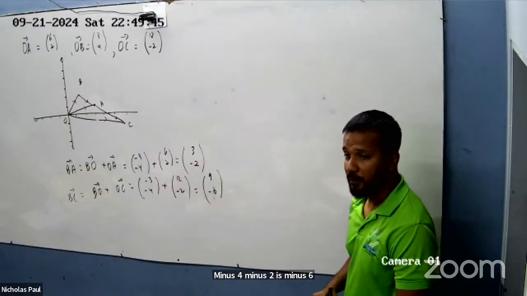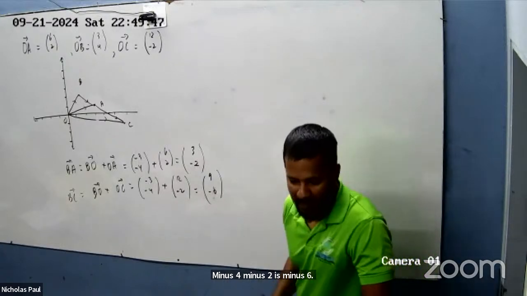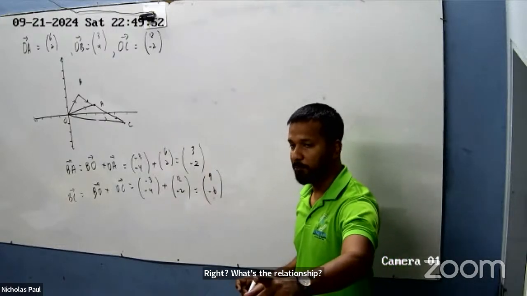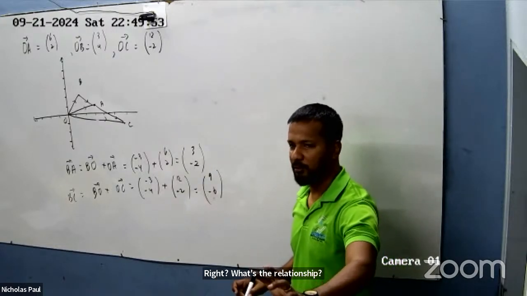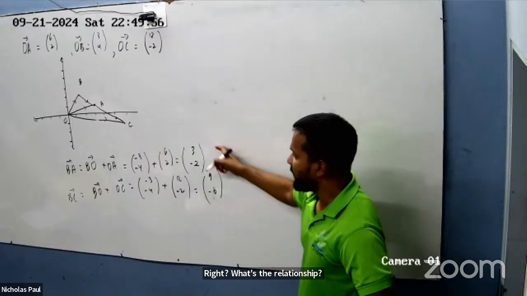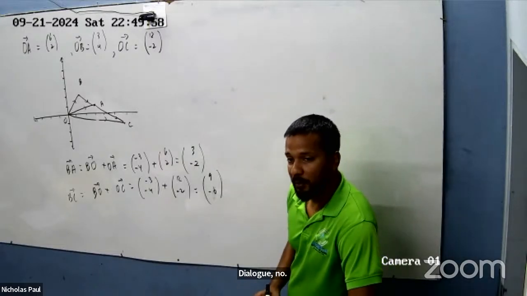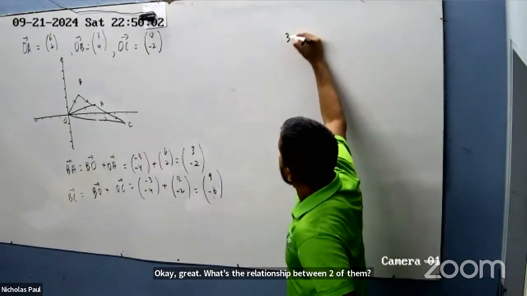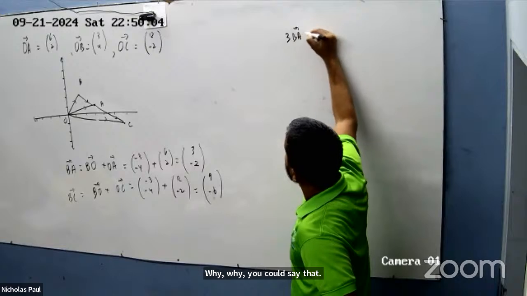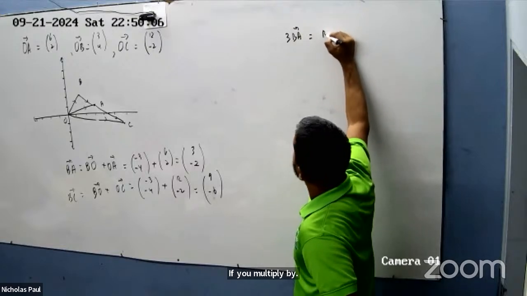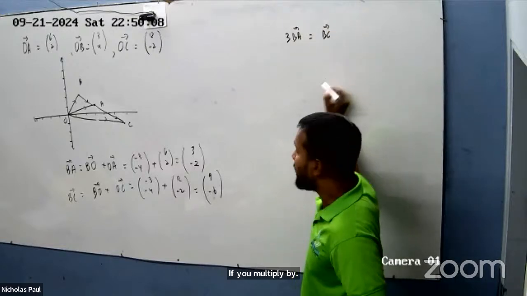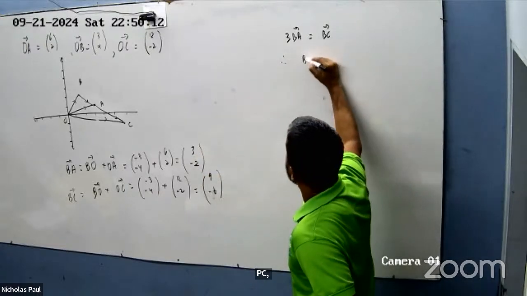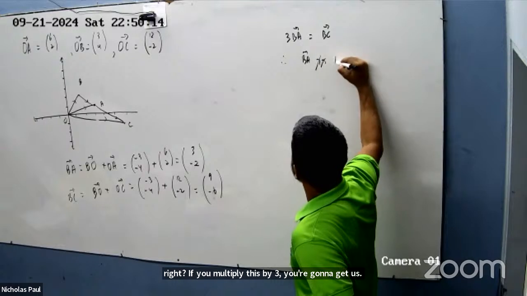Right? What's the relationship? Tyler? No? Craig. Yeah. What's the relationship between the two of them? Why could you say that? If you multiply by 3, you're going to get BC. If you multiply this by 3, you're going to get this. Therefore, BA is parallel to BC.